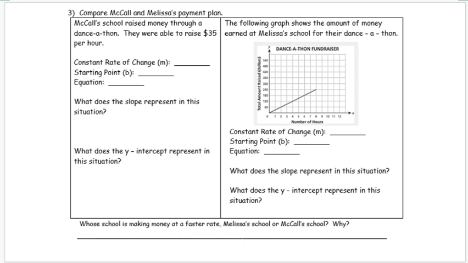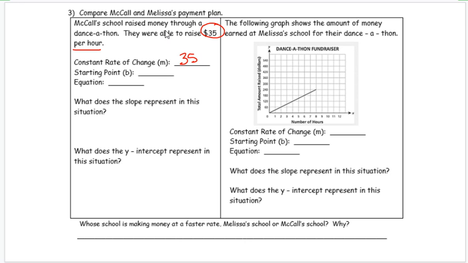McCall's school raised money through a dance-a-thon. They were able to raise $35 per hour. So this time we just have our 35, and that's how much they make per hour. So the constant rate of change means in each hour, $35, it's going to change. It'll be 70 for 2 hours and so forth. So that would be our slope, or our rate of change, our m, 35.